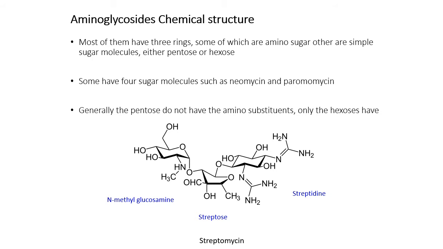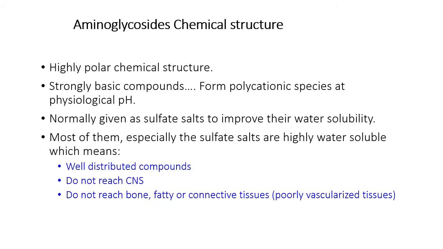So in terms of structure, as already discussed, aminoglycosides, as the name suggests, are amino sugars. In general, we have three rings, some have four sugars. Streptomycin here has three sugars, you can see here: N-methylglucosamine, streptose and streptidine, and note the amino components here. Chemically, we already said they're highly polar and basic, forming polycationic species at physiological pH, i.e. pH 5.5, pH 6. They're normally given as sulfate salts to make them more water soluble, such as gentamicin sulfate.